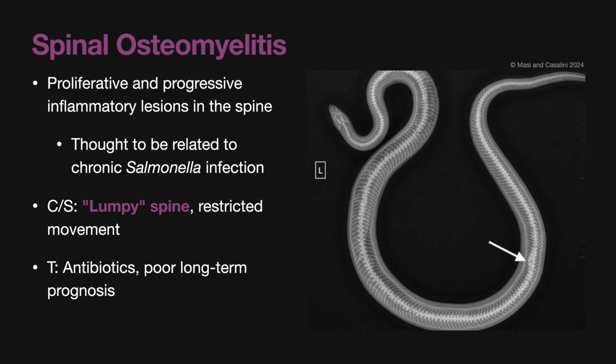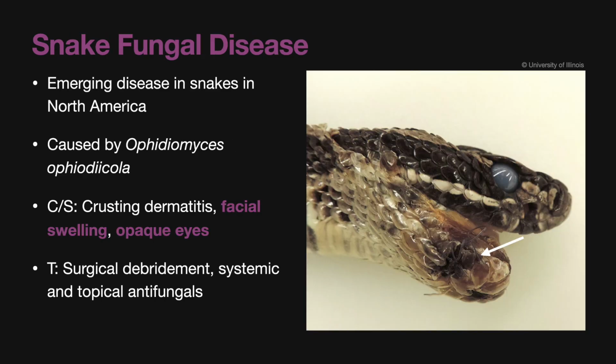Spinal osteomyelitis results in proliferative and progressive inflammatory lesions in the spine. It is thought to be related to chronic salmonella infection. Clinical signs include lumps along the spine and restricted movement. Treatment focuses on antibiotics, but these animals have a poor long-term prognosis.